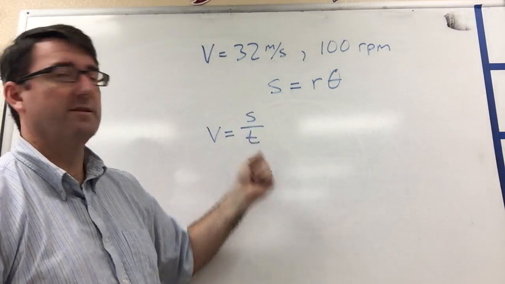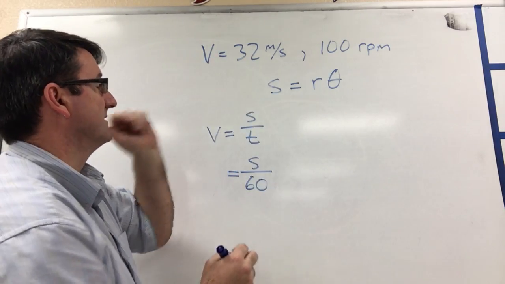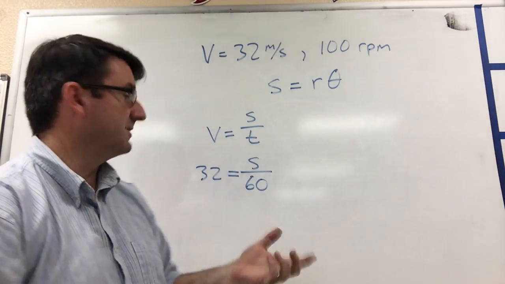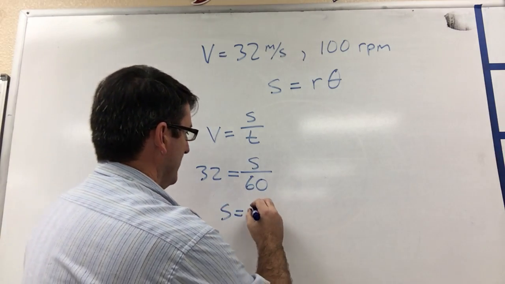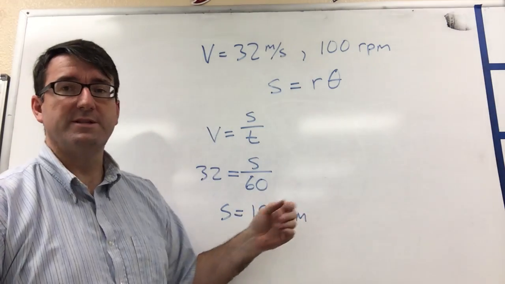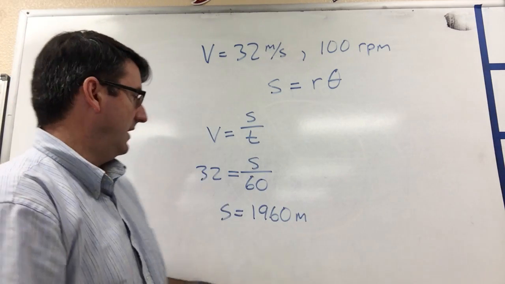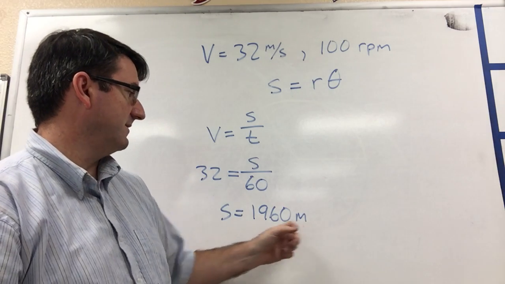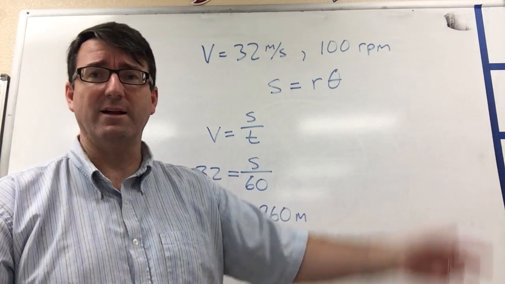So there's 60 seconds in a minute. If we divide our arc length by 60 seconds, then that's going to give us this velocity, or this linear speed of 32 meters per second. And so now we just need to multiply both sides by 60, and so we get S is equal to 32 times 60, which is 1,960 meters. So in other words, if we're going 32 meters per second, that's how far we've gone in a minute, 1,960 meters, which is pretty fast, because a mile is about 1,600 meters. So we've gone more than a mile in 1 minute.